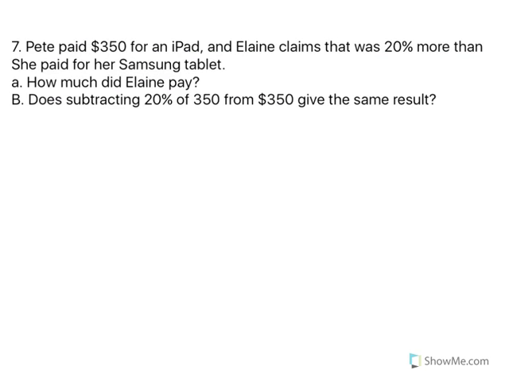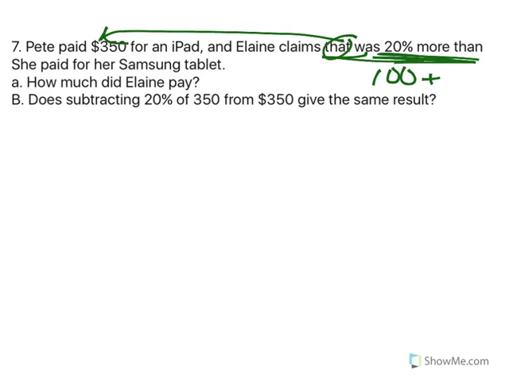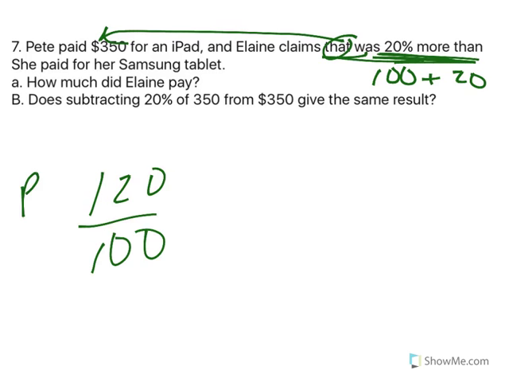All right, number 7. Pete paid $350 for an iPad. Elaine claims that was, so when it says that, it refers back to the previous. That was 20% more. So that's more. So we're going to have 120 over 100.